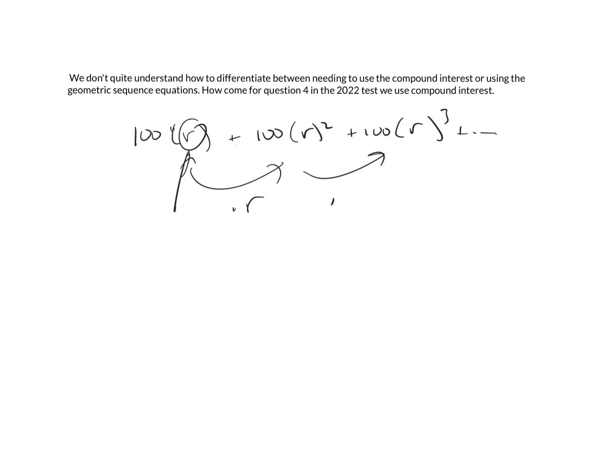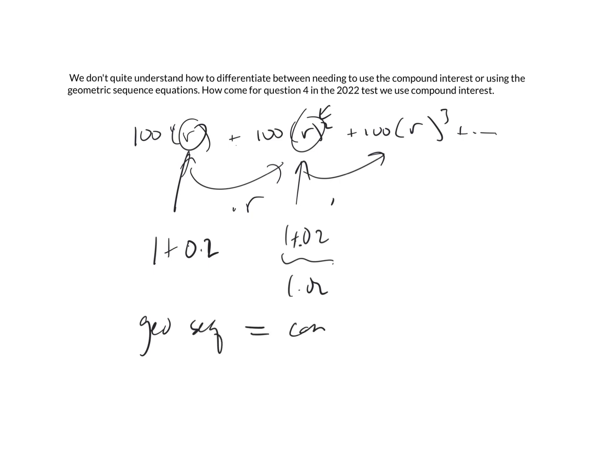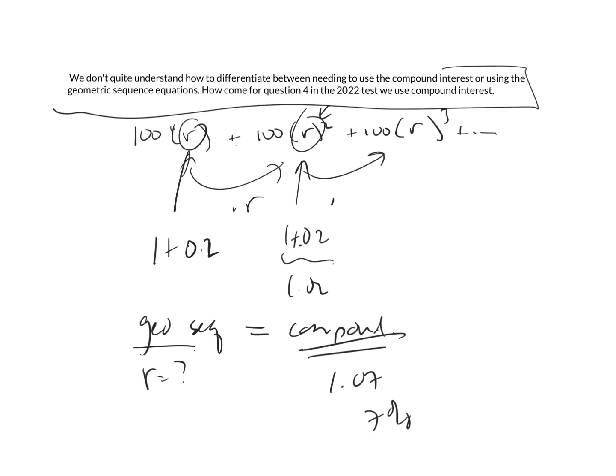Well, if this r is, let's say, 1 plus 0.02, let's say, and this is 1.02, right? Which is then 1.02. This then becomes interest. So a geometric sequence, right, is really the same as compound interest. Just the r in compound interest, like 1.07, right, as a 7%, is what the r value is for the geometric sequence. And so we're actually using the same thing each time.